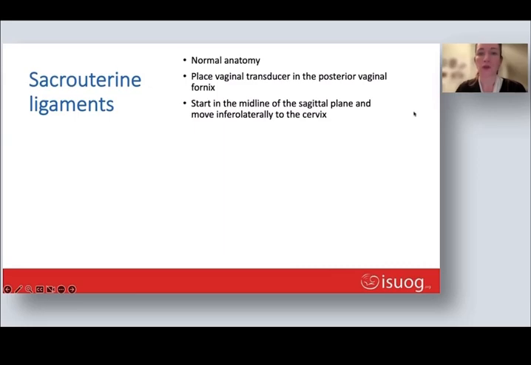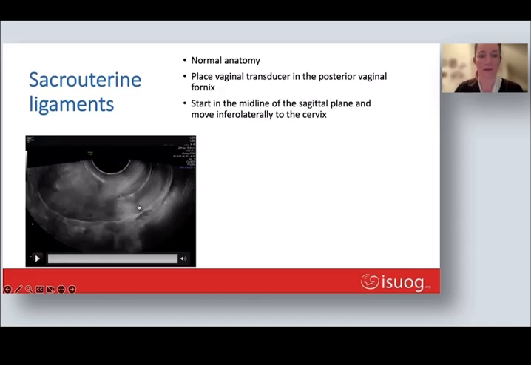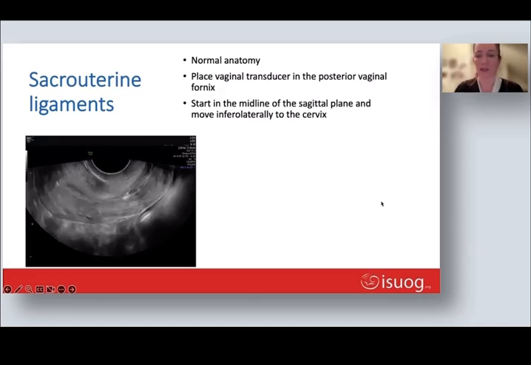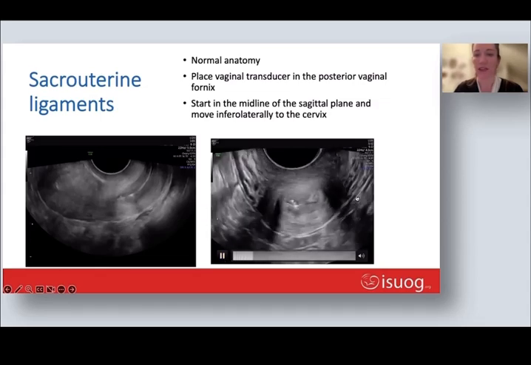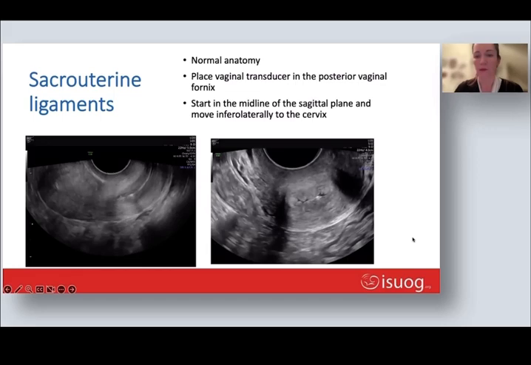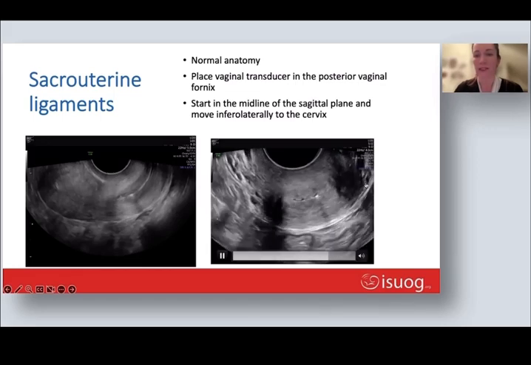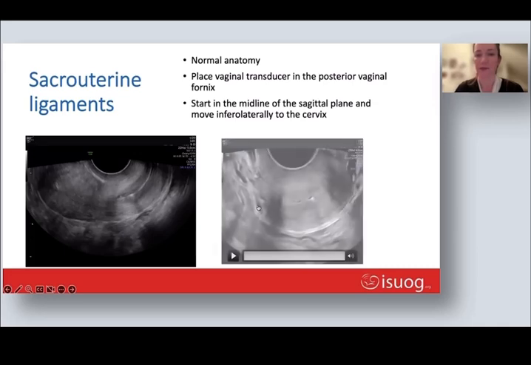I will show you now normal anatomy of the sacrouterine ligaments, which can be identified by placing the vaginal transducer in the posterior vaginal fornix. Here we see a video examining the uterus in the sagittal view, and here we have a video examining the uterus in the transverse view, where sacrouterine ligaments look like hyperechoic lines.